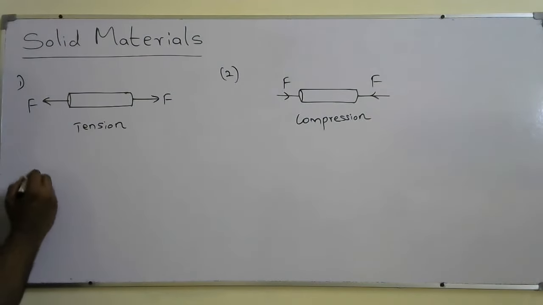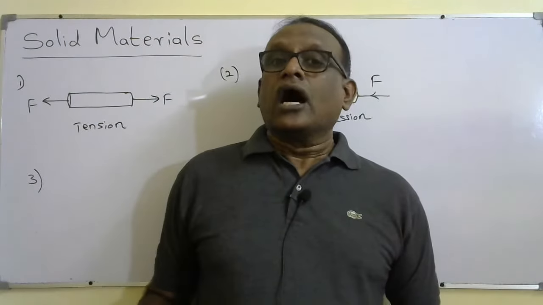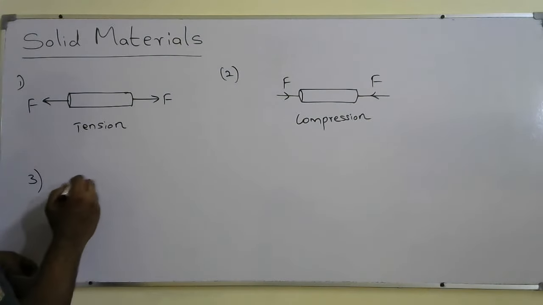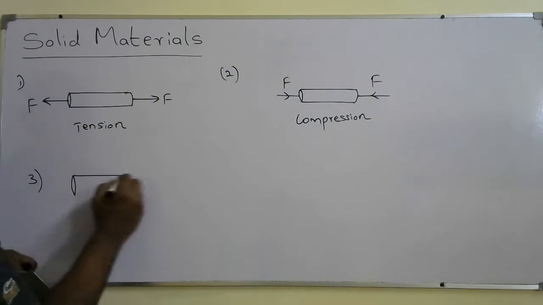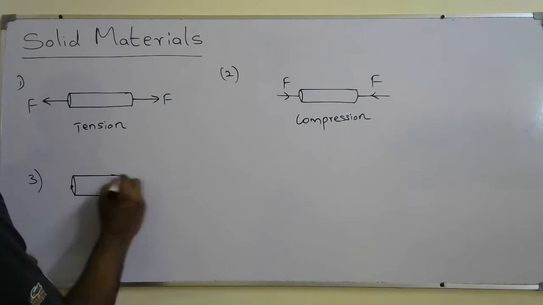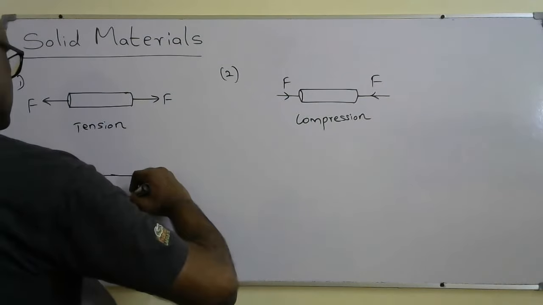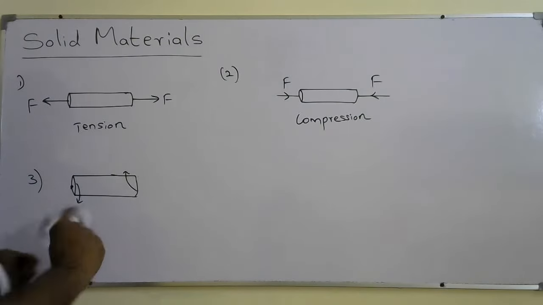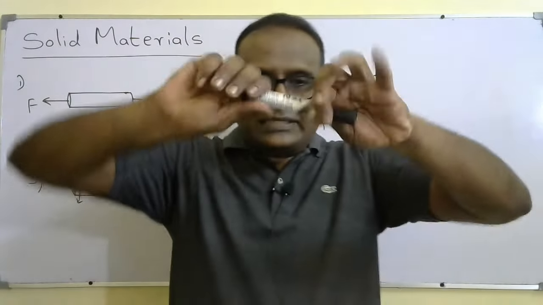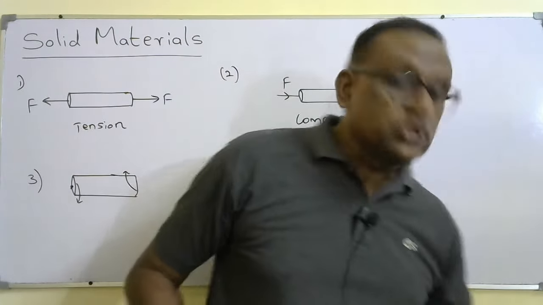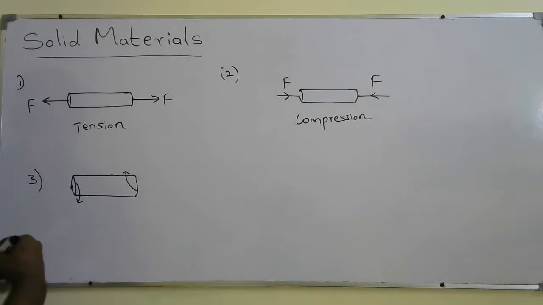The third possibility, which is not in the syllabus, is called torsion or torsional force. That means it will try to twist the material, so it's difficult to draw. One end is fixed, and you can exert a twisting force like this. If you take a wire and twist it, you apply a force in a clockwise direction at one end and anti-clockwise at the other. That's called torsional force.